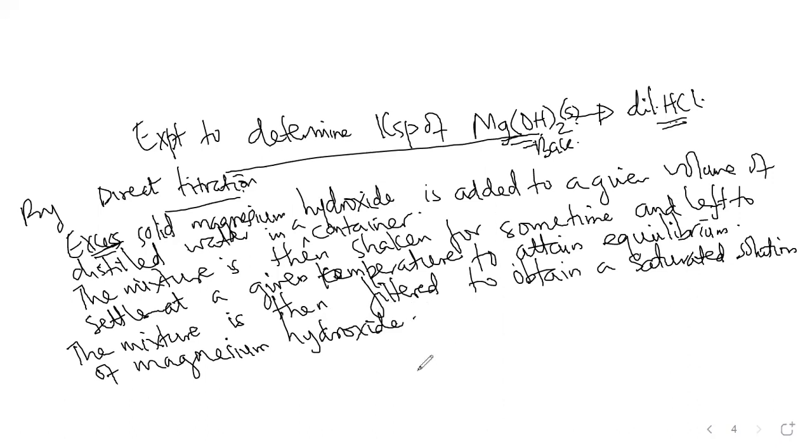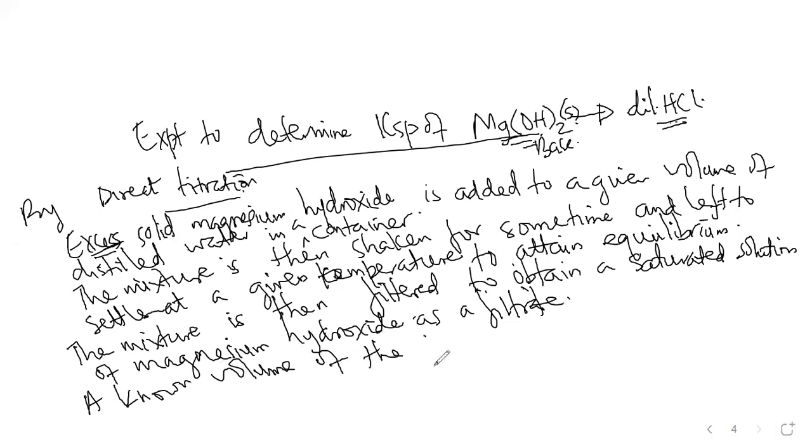This one is obtained as a filtrate. The residue, we don't need it, so you may not talk about it. That is the excess undissolved magnesium hydroxide. Now you get a known volume of the saturated solution, which is now a filtrate. A known volume of the filtrate is pipetted. Why do we use a known volume? We are going to use that volume in calculations. It is pipetted into a conical flask.